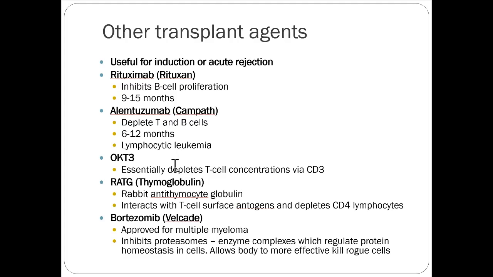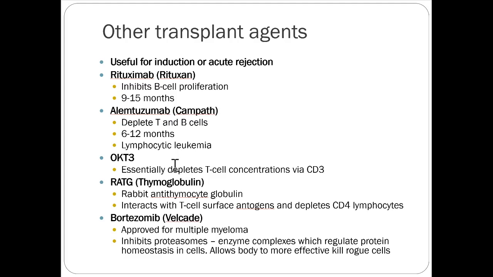Alemtuzumab is Campath, which I think of like a nuclear weapon that destroys any T and B cells your body has, wipes them out for 6 to 12 months. It's used for lymphocytic leukemia. I can't talk today.